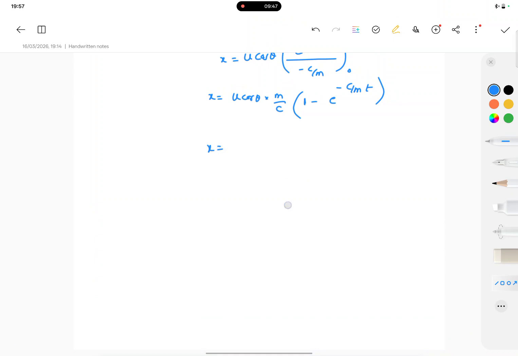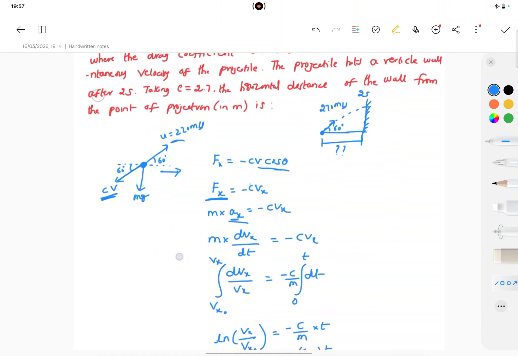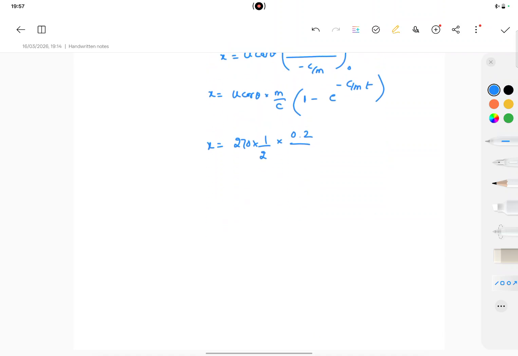x equal to u cos theta into m by c into 1 minus e power minus c by m t. The u value is how much? 270. So 270 cos 60, cos theta is cos 60, that is 1 by 2, into m is 200 grams. Substitute all the values in SI units, that is 0.2, divided by the c value. The c value is 0.1. 0.1 into 1 minus e power minus 0.1 by 0.2 into, we have to get the time at 2 seconds. That's it.